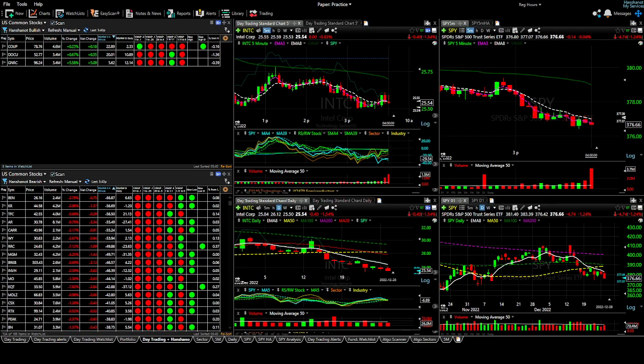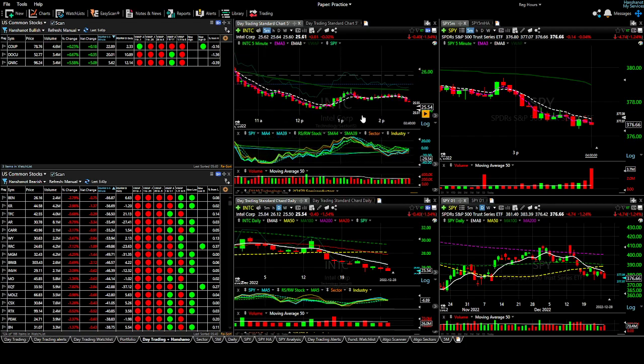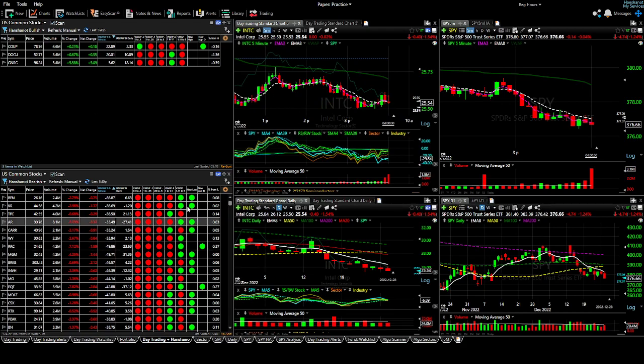I was requested to do a showcase of my new scanner slash indicator slash charts. So there you go. Okay, so this is it. I have my two scanners here. I have my four charts. I have 5M on SPY, 5M on stocks, daily on stocks, and daily on SPY.